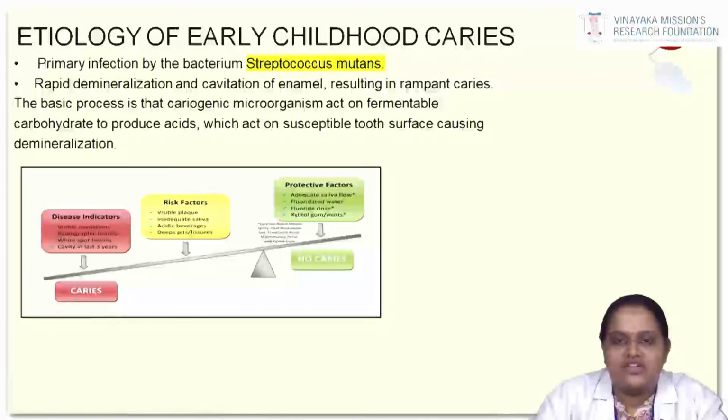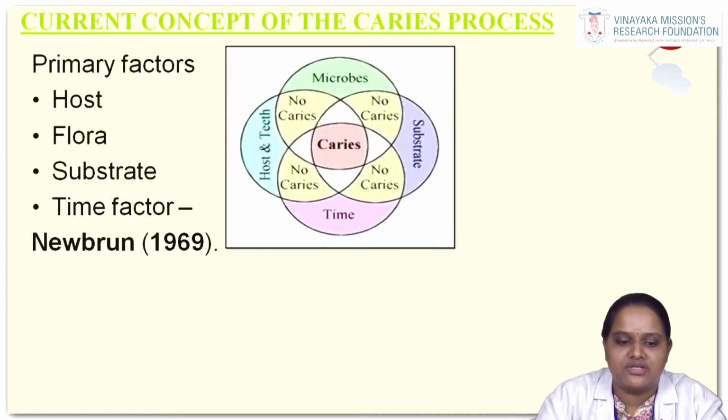So what is the main etiologic factor for this ECC? The main important factor is Streptococcus mutans, where there is rapid demineralization and cavitation of enamel that leads to rampant caries. The cariogenic microorganisms act on fermentable carbohydrates and produce acids in the oral cavity that are harmful to the tooth surface. This acid in turn causes demineralization of the tooth surfaces, leading to a big cavity.